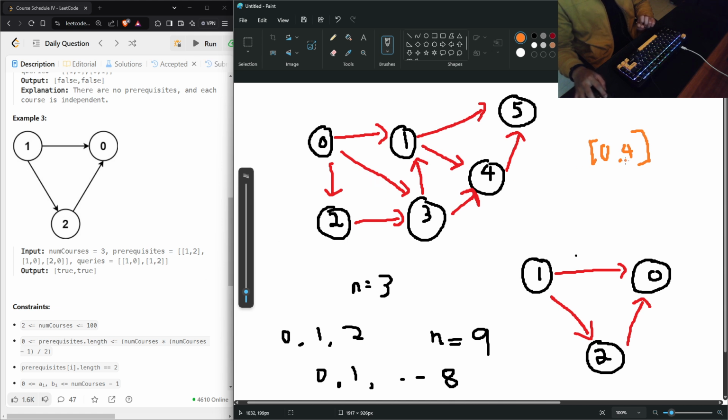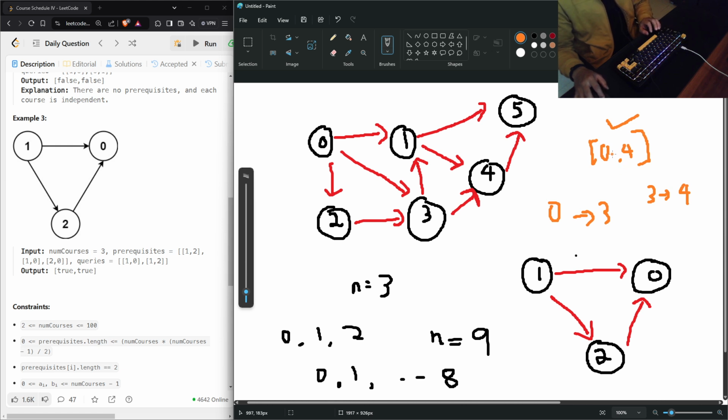In the case of 0 and 4, it will only provide us with 0 is connected to 3, we know that, and 3 is connected to 4. But if there would have been a way for us to know that 0 and 4 are also connected with each other, in that case we could have returned true for this as well. If right now we just use the prerequisite that we have, we would return false for this one, meaning there is no direct connection between 0 and 4.